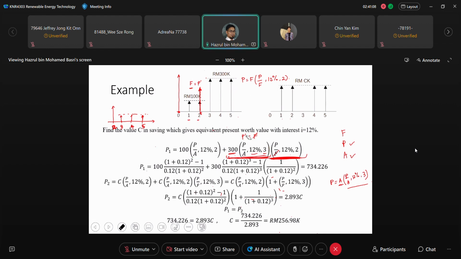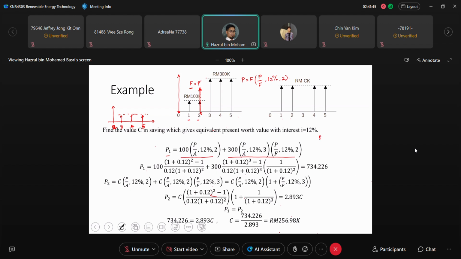Now let's plug in all the numbers. But I do agree this question is a bit tricky. I don't mind if you take a bit of time to understand, because this question is a bit tricky. So P1, the present value for project 1, is this value plus this value. So what we need to do is just plug in the numbers.